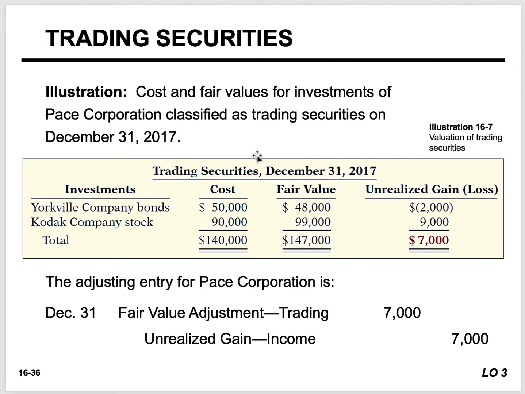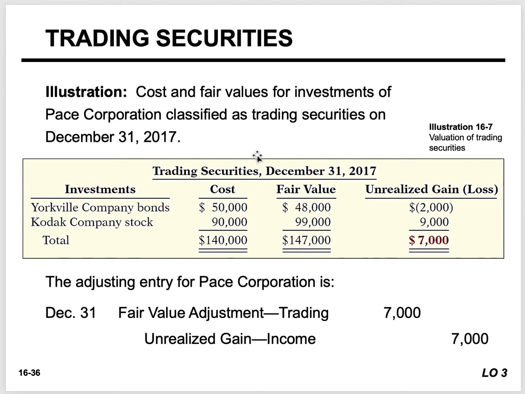So both bonds and stock, it doesn't matter. What matters is how we're classifying it. How we're classifying it dictates how we report it, okay? So these are trading securities. We report the cost, right? The cost was $50,000 for the Yorkville bond, and the Kodak Company had a $90,000 cost to it, okay?